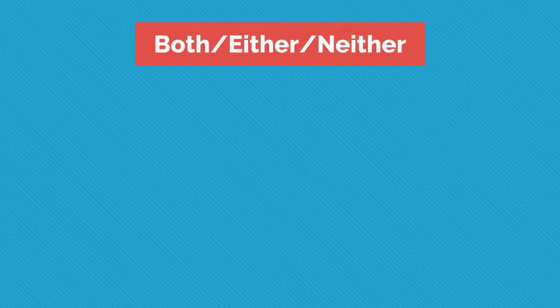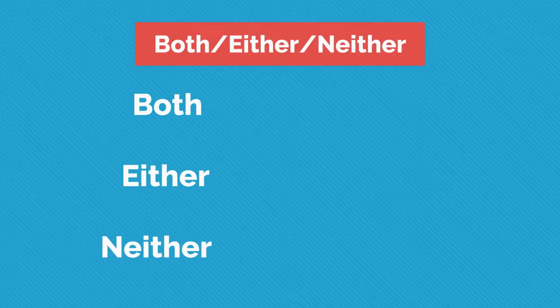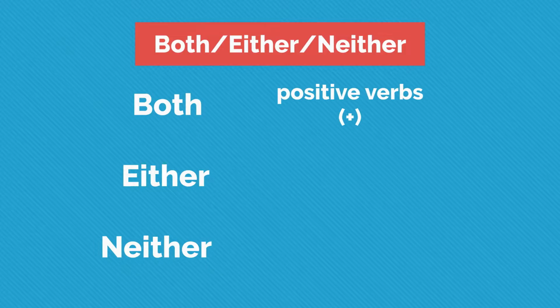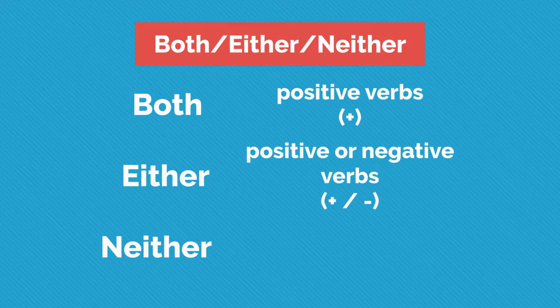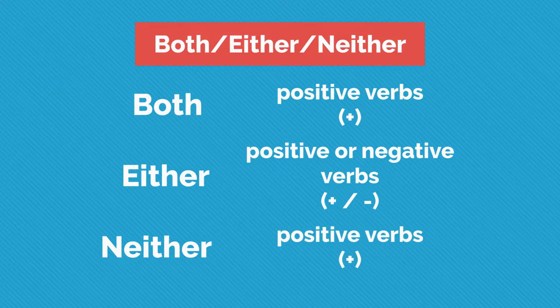In conclusion, another way to look at the differences between both, either, and neither is that both is used with positive verbs. Either is used with positive or negative verbs. Neither is used with positive verbs.